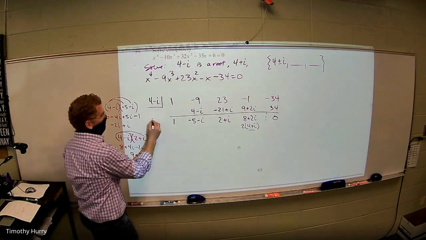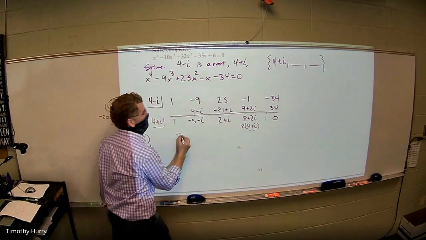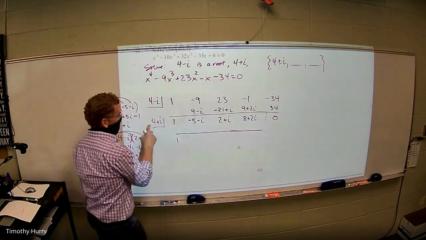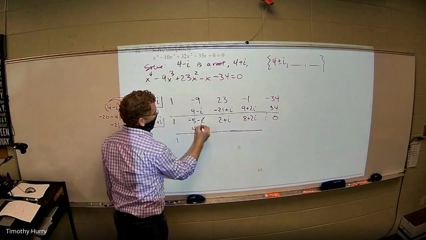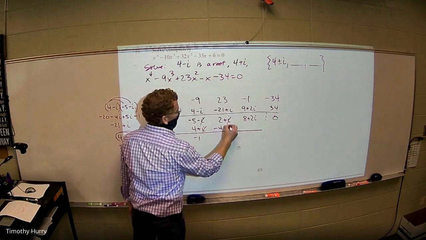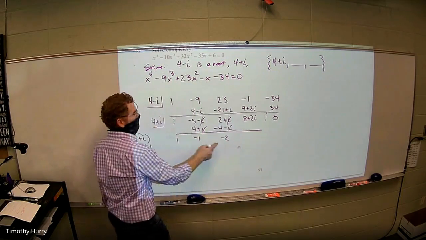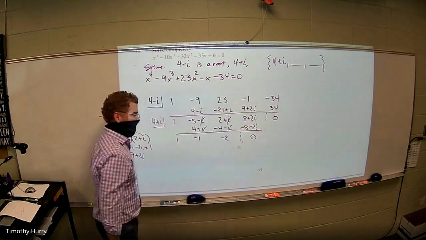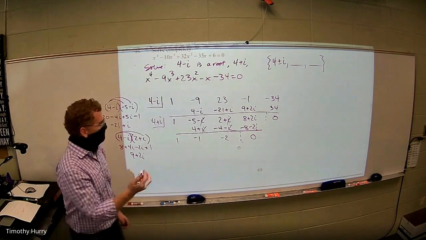And then you just go to 4 plus i, and this is going to be a walk in the park, right? So drop the 1, multiply. Multiply. Multiply. Double R. And I'm there. So, was it that bad?